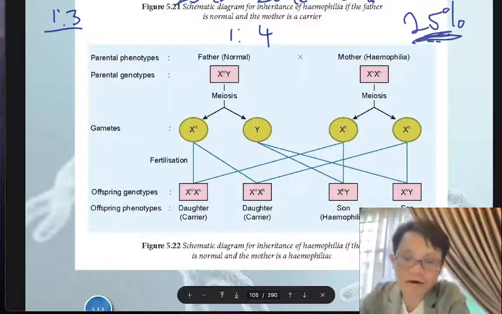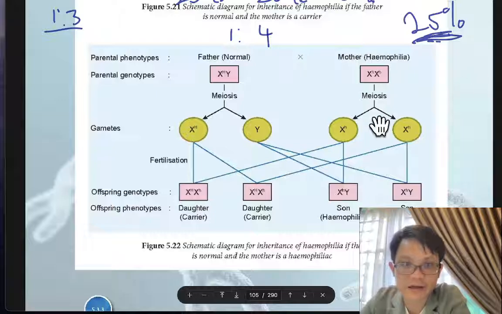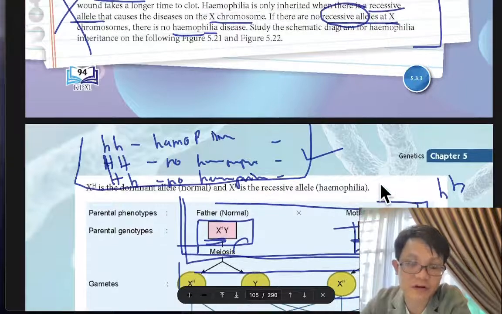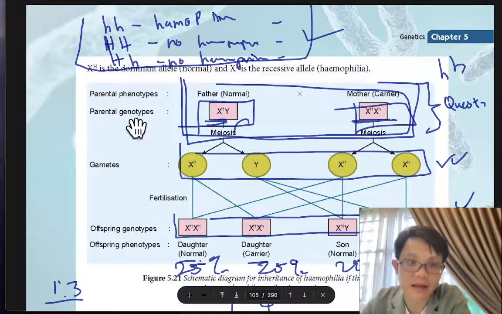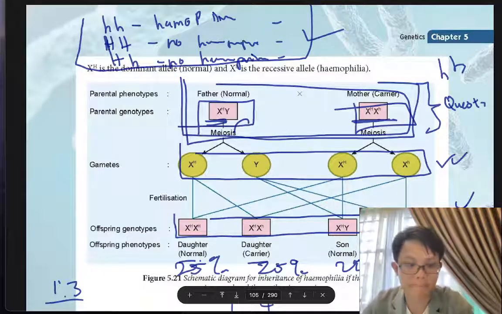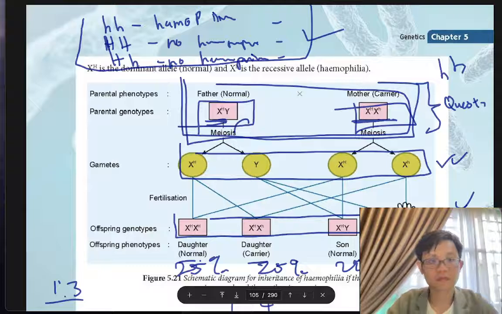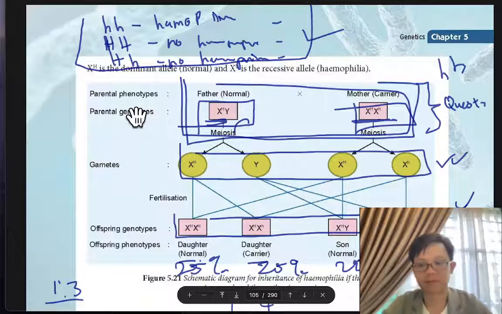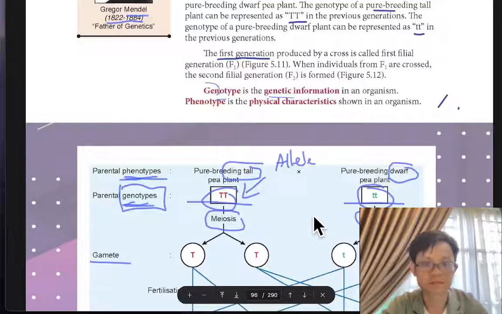So hello student, welcome back, and today we are going to look at this lesson that we already finished until here. Previously we talked about phenotype, genotype, and allele. I hope that you still remember. So what is the difference between phenotype and genotype in an organism? And then what is phenotype? Phenotype is the physical characteristic shown in an organism.